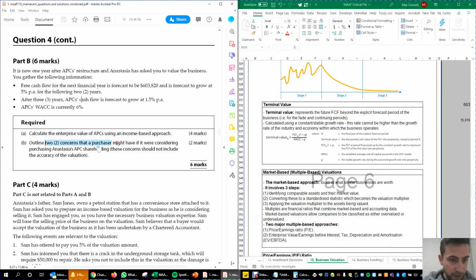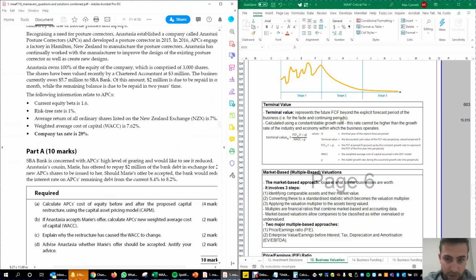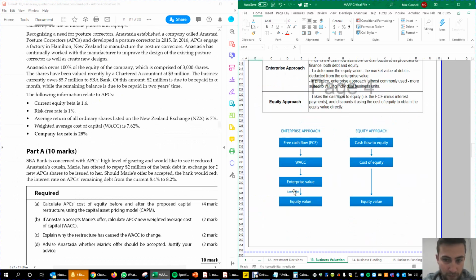Then for part B, outline 2 concerns that a purchaser might have if considering purchasing APC's shareholding, noting that it should not include the accuracy of the valuation. Okay, so I guess the first thing that immediately jumps to my mind is the debt amount that comes with the business. Because as I mentioned before, this free cash flow approach only takes us to enterprise value. To get to equity value, you also need to take into account debt. And equity value is the value that a company trades at, say, on what you'd pay on the stock market, for example.